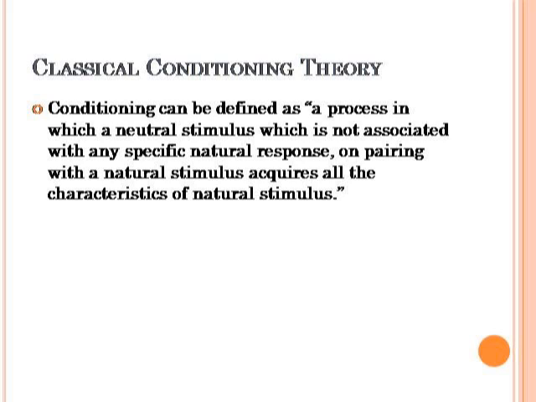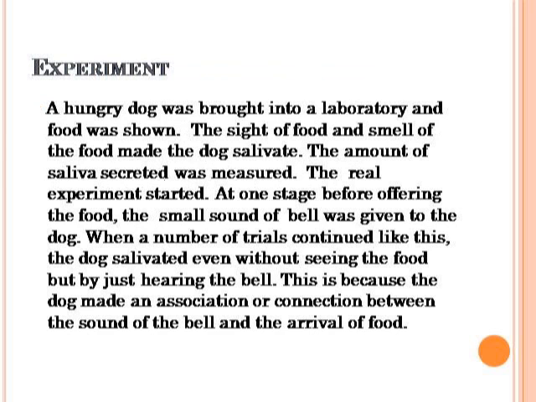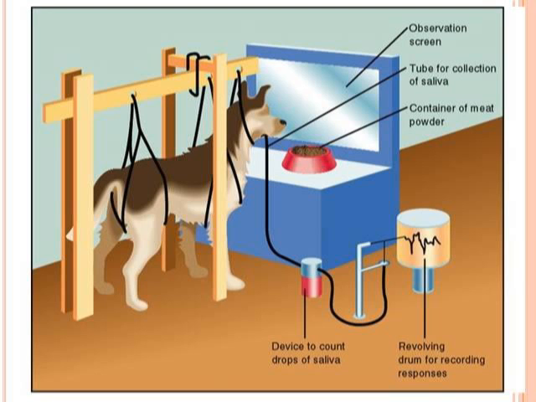We should also understand conditioning. Conditioning is a form of learning in which the capacity of eliciting a response is transferred from one stimulus to another. Now we will discuss the experiment done by Pavlov. Let me show you the arrangement. This was the arrangement done in the lab.